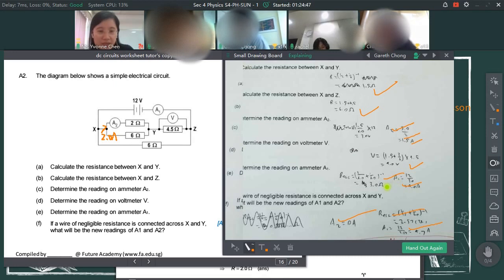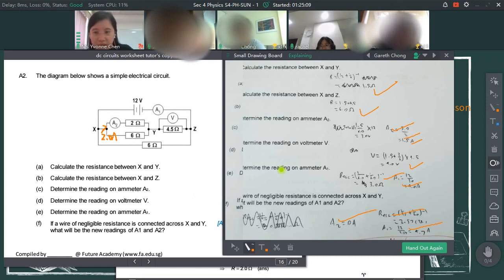And then for the next part, he found the reading of the ammeter A1. A1 is in the main branch, right? So his approach is to find the total resistance of the circuit and then use 12, which is the EMF, divided by the total resistance. Then the final reading for it is 4.0 ampere. Okay, so it's very clear.